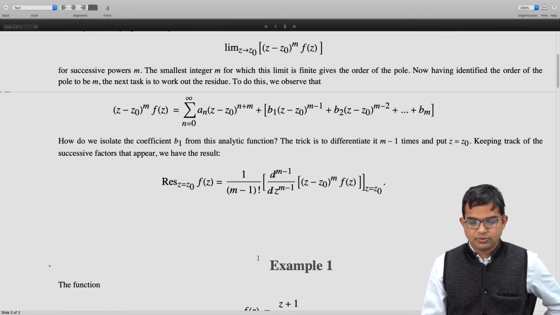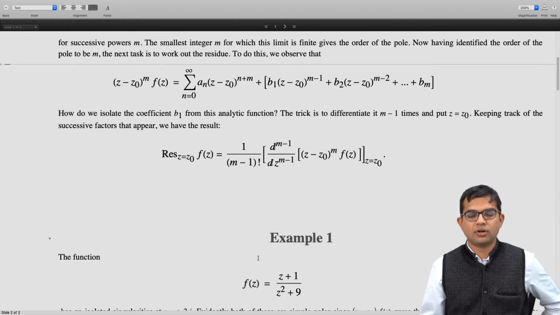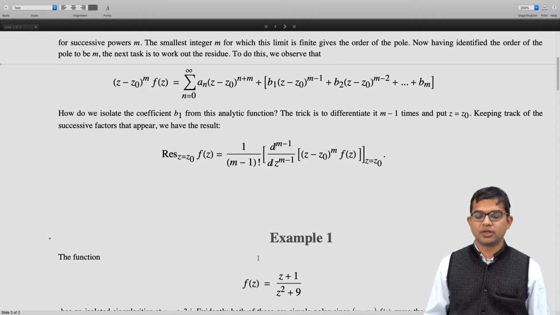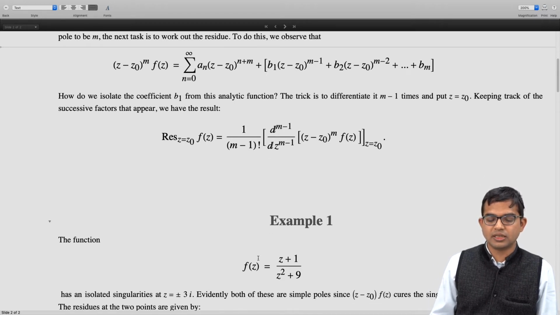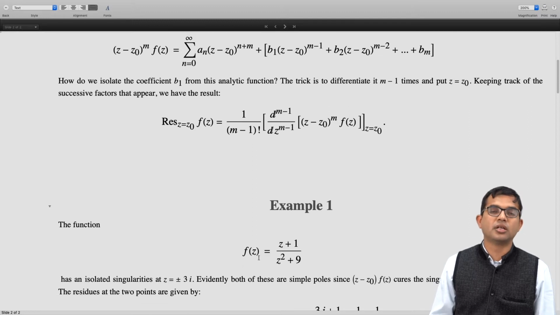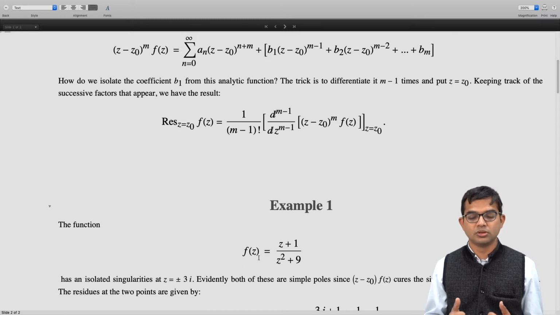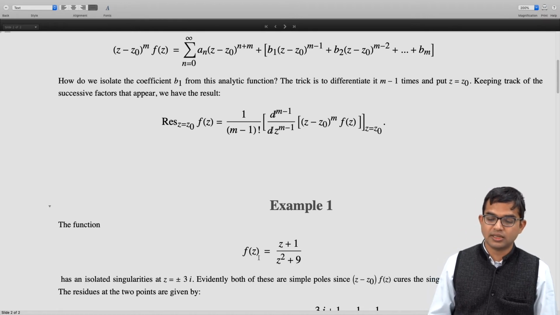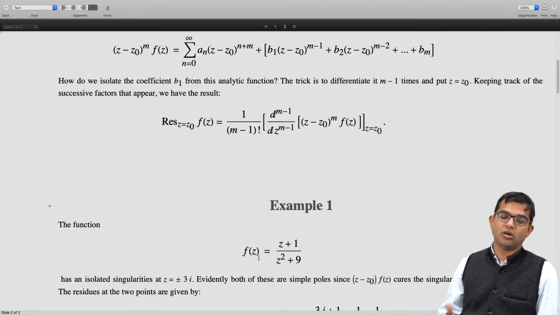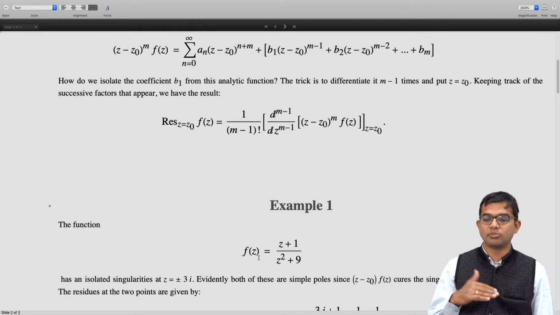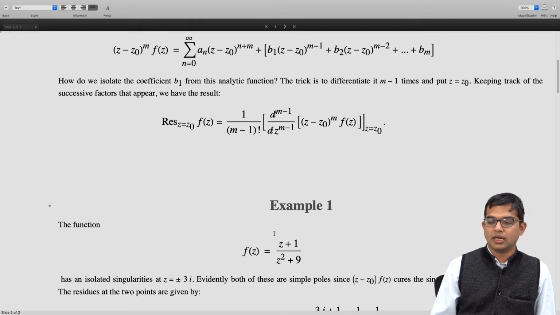Okay, so the first example is a function of this kind, very simple: z plus 1 divided by z squared plus 9. So the denominator is basically z plus 3i times z minus 3i. So there are two poles. One of them is at 3i and the other one is at minus 3i. And both of these are evidently simple poles, because if you simply multiply by z plus 3i or by z minus 3i, that pole is gone. So it's a simple pole, each of them.